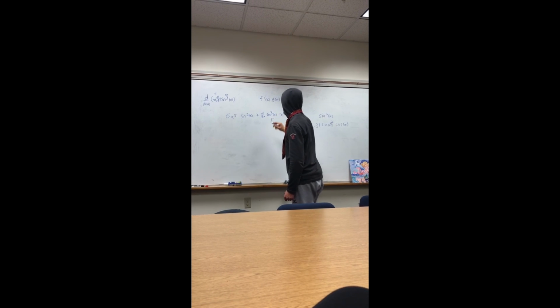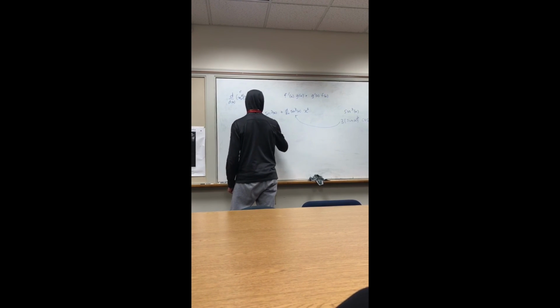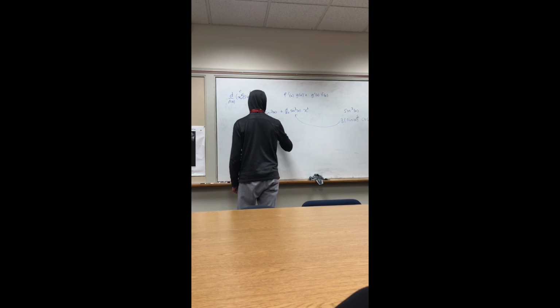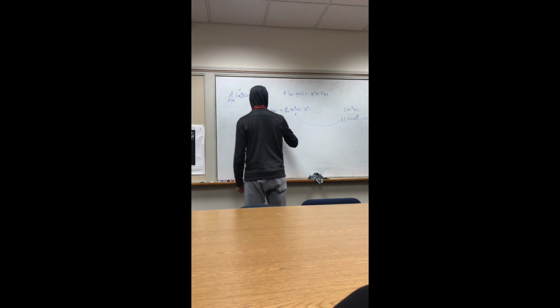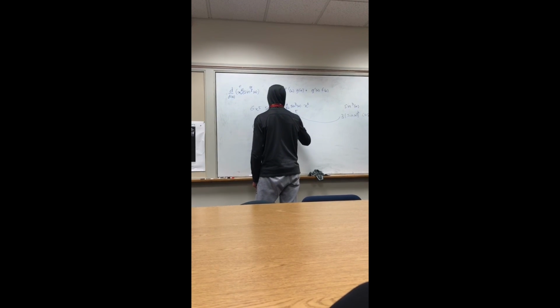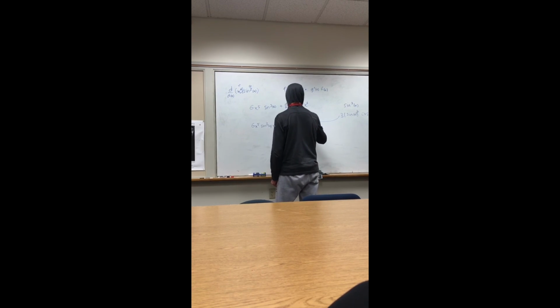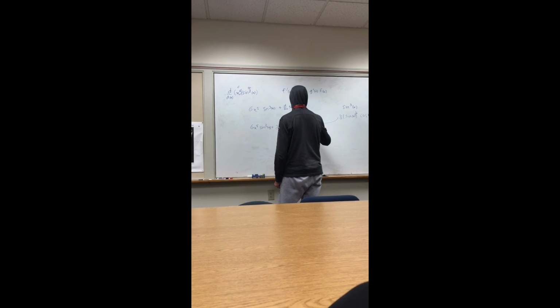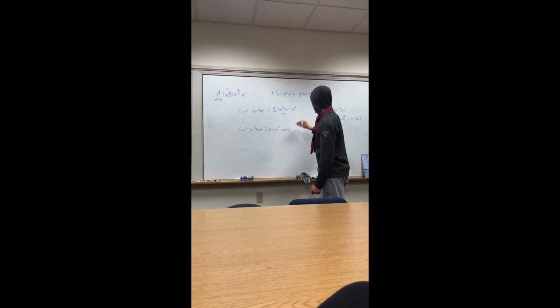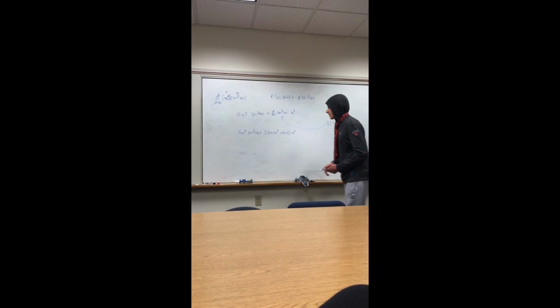So our final answer is going to be 6x to the 5th times sine cubed of x plus 3 times sine of x squared times the cosine of x times this funky little x to the 6th right there. And that is your answer.